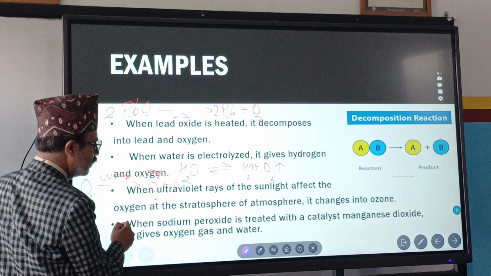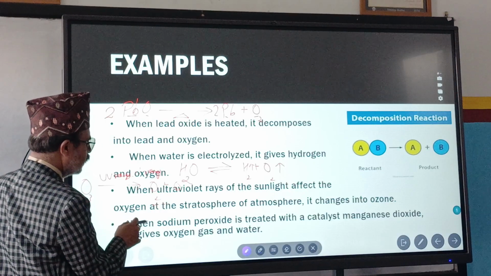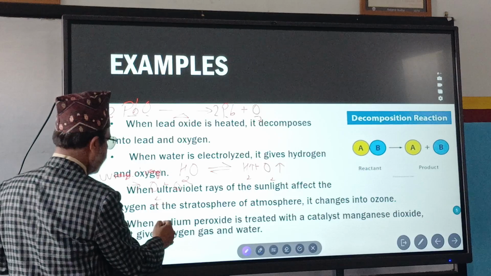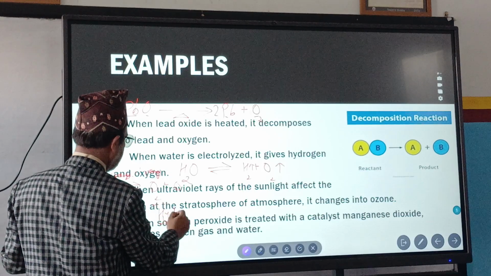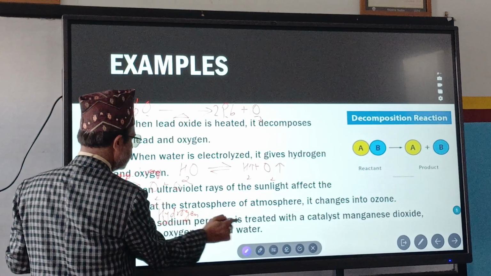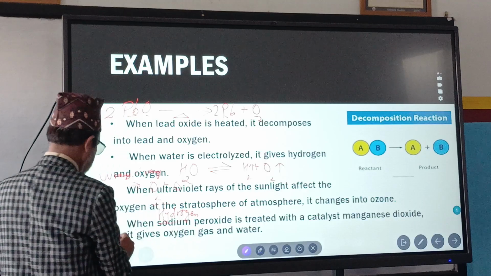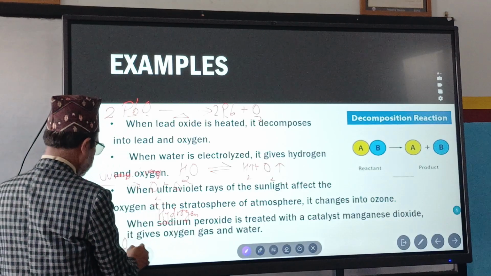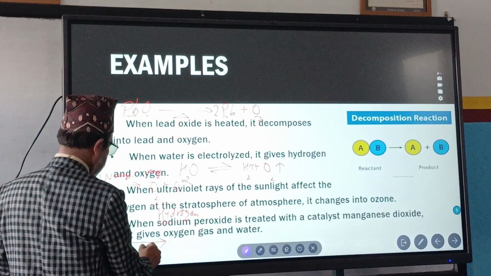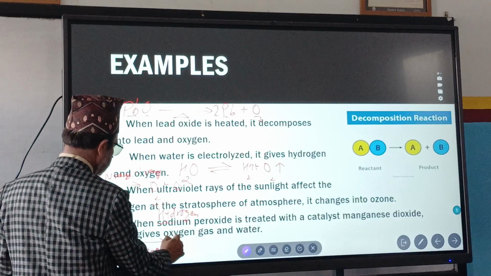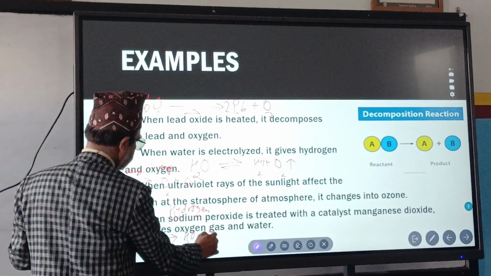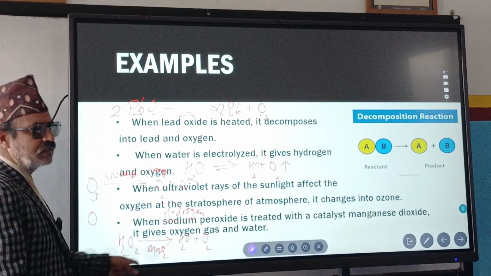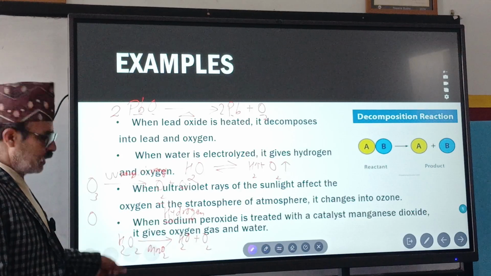Now, when hydrogen peroxide is treated with a catalyst, then we will get oxygen gas and water. So H2O2, hydrogen peroxide, with MnO2 catalyst, gives H2O plus O2. So one reactant, more products.